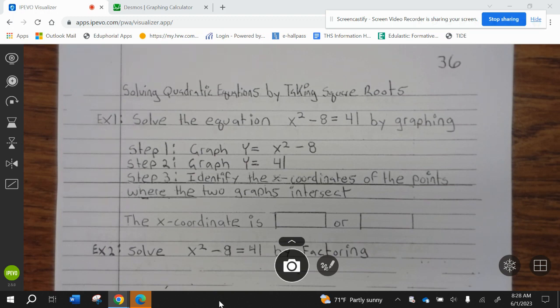Okay, Watkins. So we're on journal page 36, solving quadratic equations by taking square roots. Example 1, solve the equation x squared minus 8 equals 41 by graphing. Step 1, graph y equals x squared minus 8. Step 2, graph y equals 41. Step 3, identify the x coordinates of the points where the two graphs intersect.